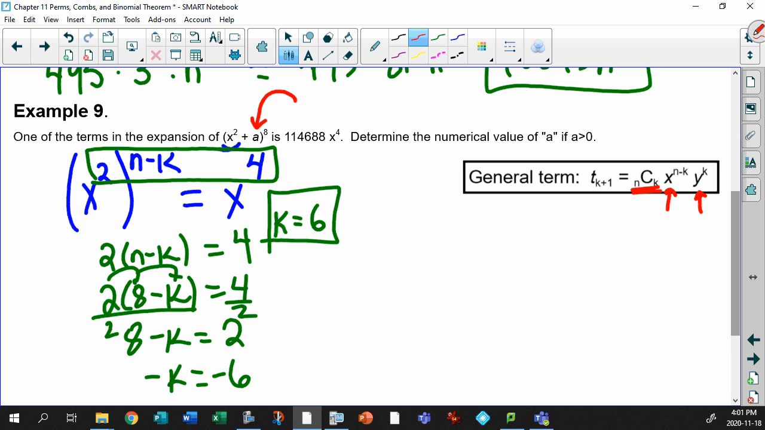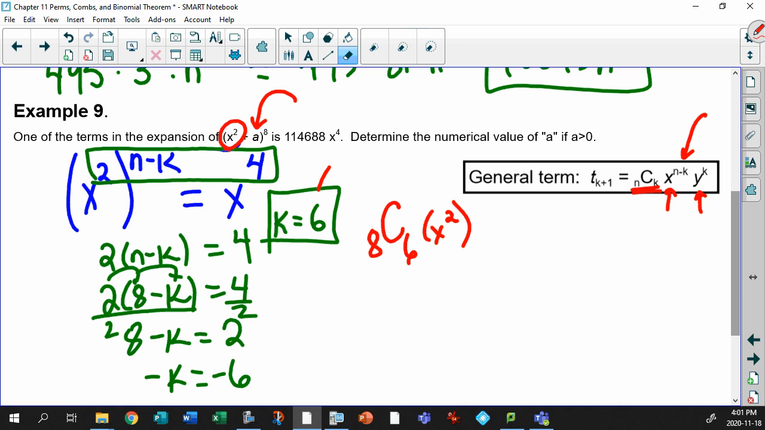Okay, think about this. This is n choose k. Well, n is 8, so this is going to be 8 choose k, which we figured out to be 6. So 8 choose 6. This is going to be the x value, this guy right here. So x squared to the power of, think about it, 8 minus 6, which is going to be 4, right? Or 8 minus 6 is going to be 2.